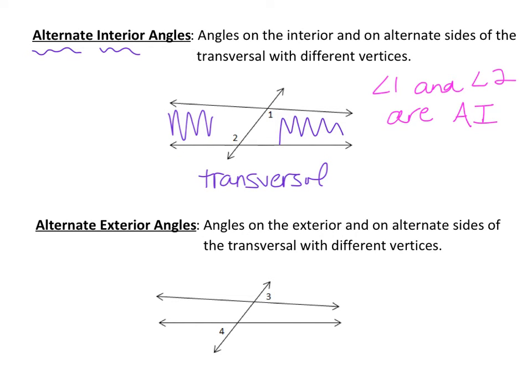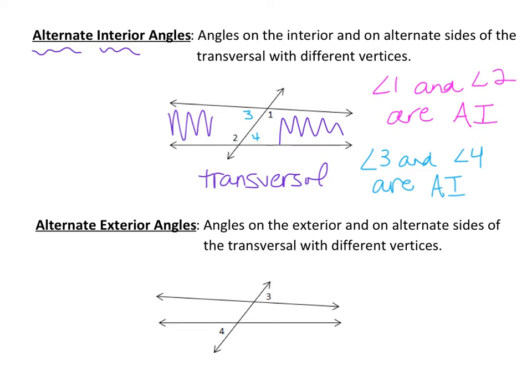If I were to fill in the other two interior angles 3 and 4, we could say that angle 3 and angle 4 are also alternate interior angles. They are on the interior of our coplanar lines and alternate sides. One's on the left, one's on the right. So alternate interior angles.